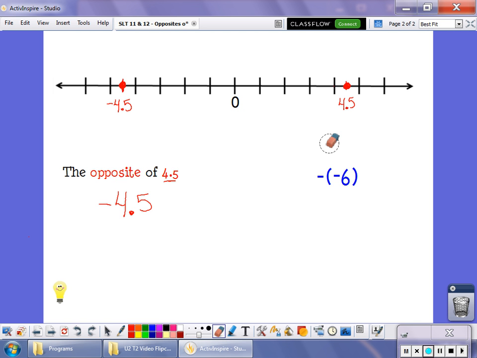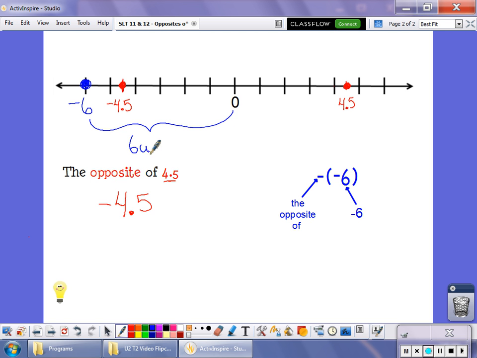Now this notation on this problem here looks a little strange, but if you understand how to read it, it's not that different. This negative sign really means the opposite. So what I'm looking for is the opposite of negative 6. Well, the opposite of negative 6, let's start with negative 6. 1, 2, 3, 4, 5, 6. That means I'm going to start at negative 6, 6 units away from 0 in my negative direction. So right here I've got 6 units. So the opposite of that is going to be 6 units in my positive direction. 1, 2, 3, 4, 5, 6. So the opposite of negative 6 is going to be positive 6.